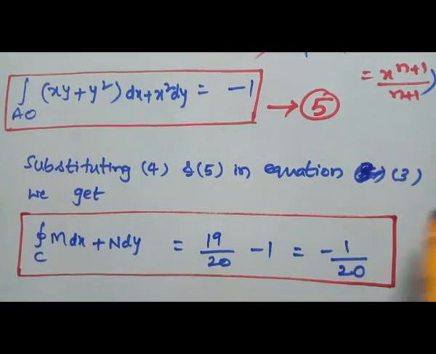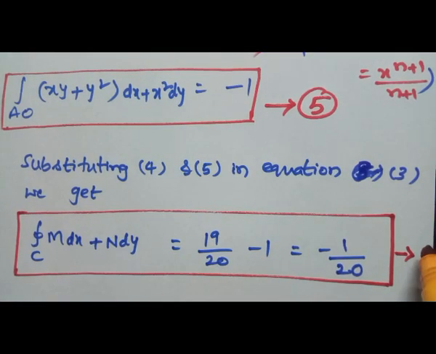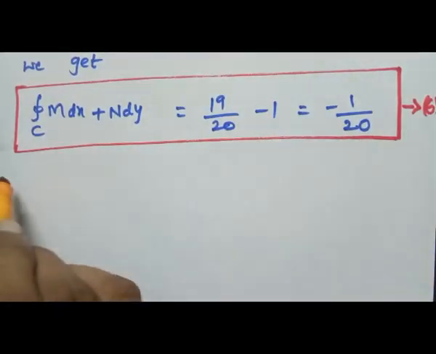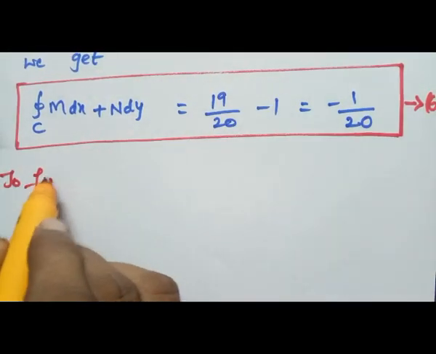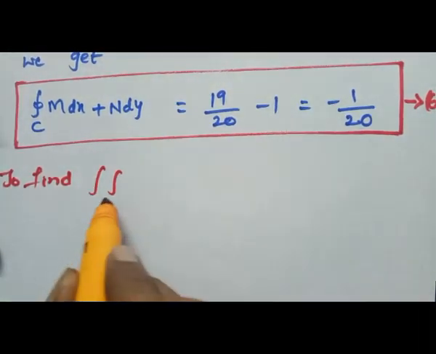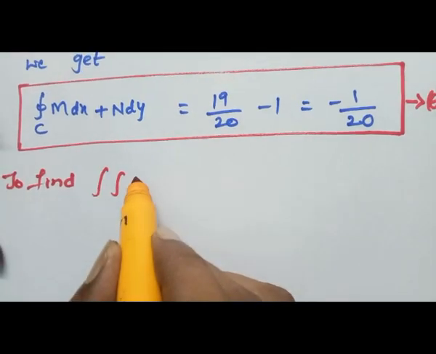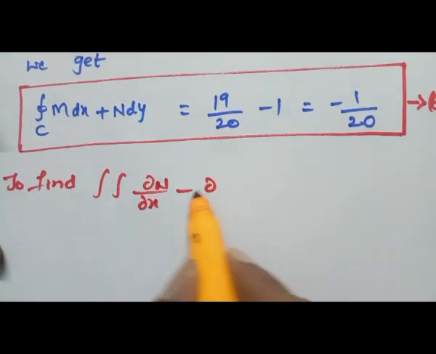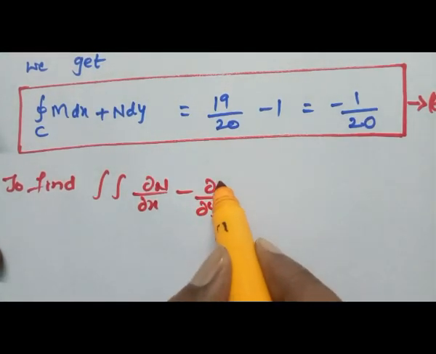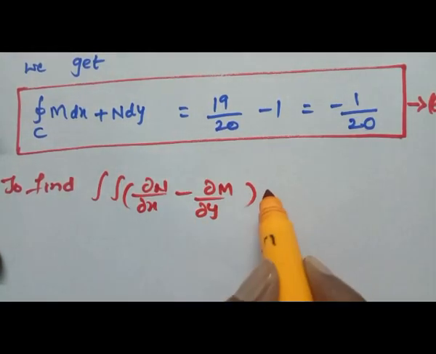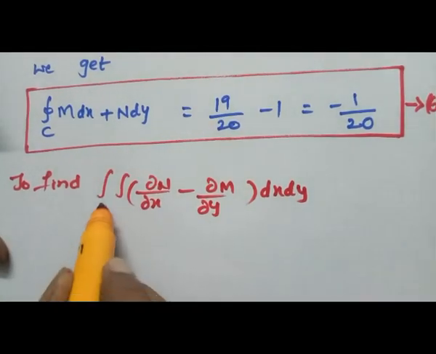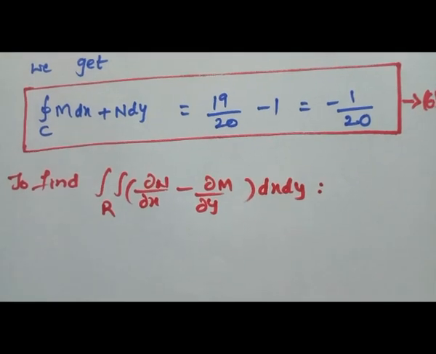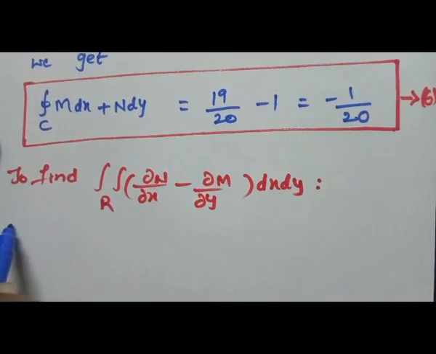Now we have to find the value of the right hand side. Say this is equation number 6. Now to find the double integral over R of dou by dou x of n minus dou by dou y of m, dx dy, over the region R.